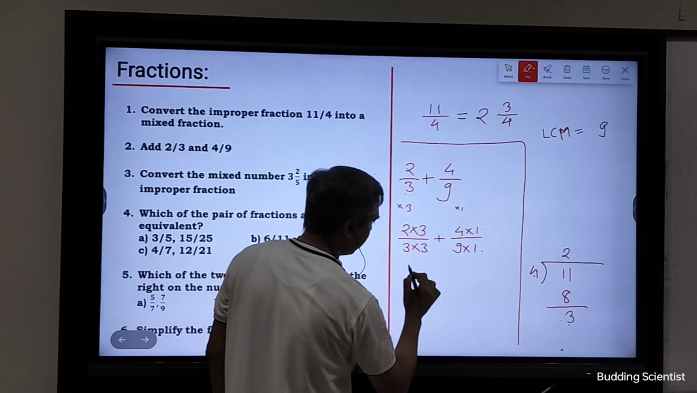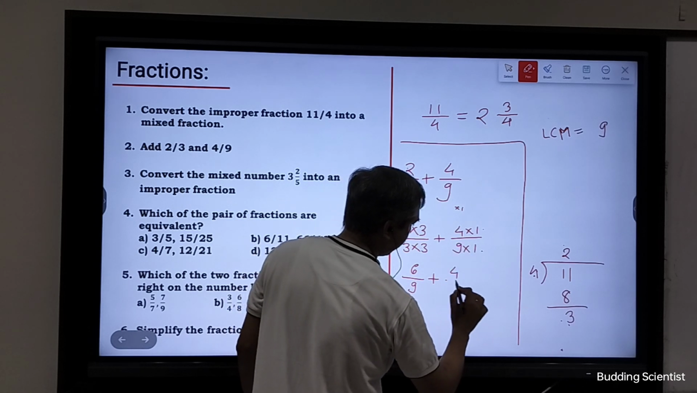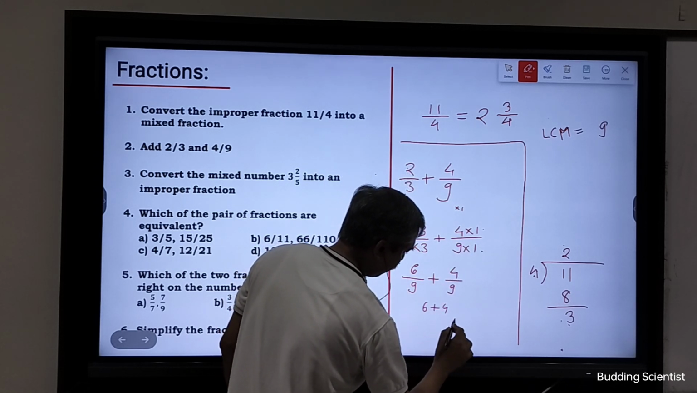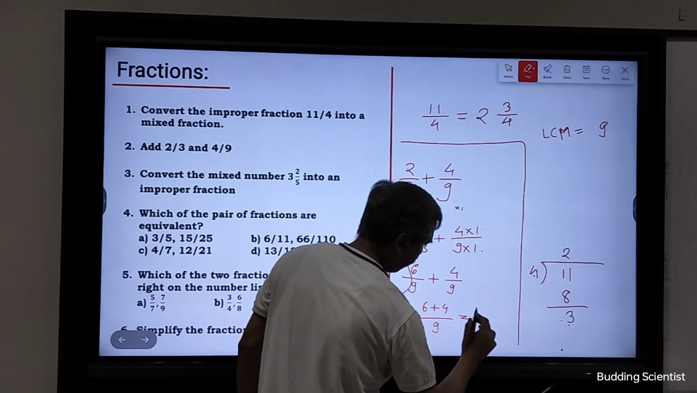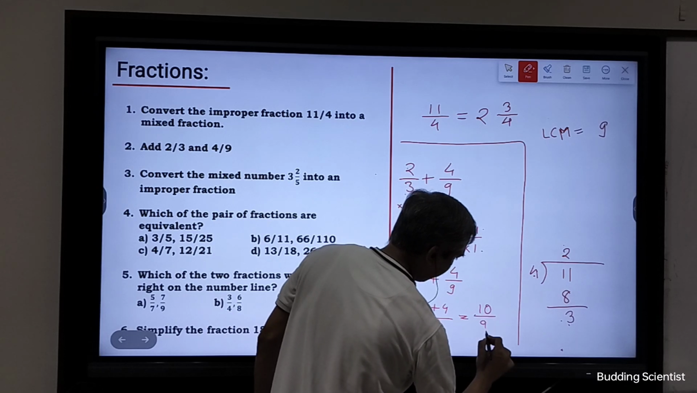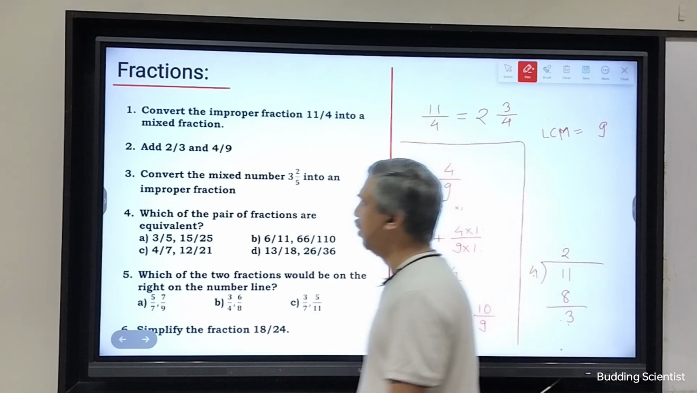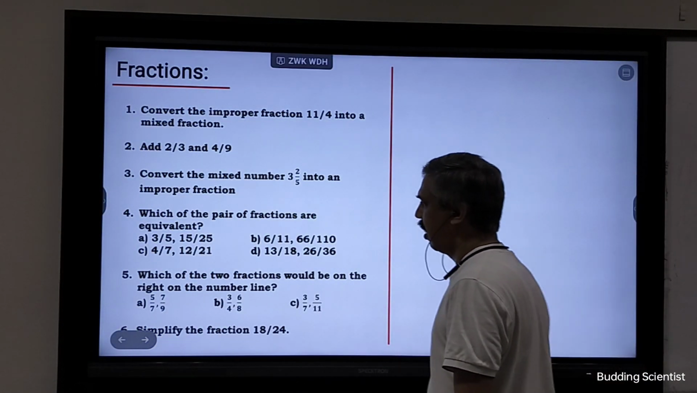So I get this is 6 upon 9 plus 4 upon 9 is 6 plus 4 upon 9. I am writing the denominator common. This is equal to 10 divided by 9 is the answer. So we solved question number 2. We will now start with question number 3.